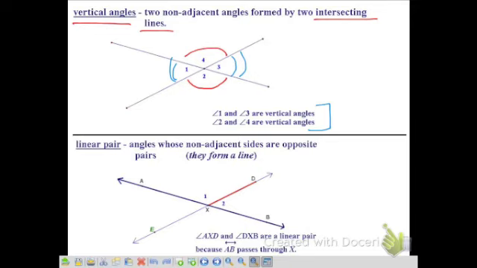In the same picture, we also have what's called a linear pair. So if I look at my line A to B here, and I look at two angles that are beside each other, so angle 1 and angle 2, angles 1 and 2 will come together to create a line. And so they are adjacent, and the sides that are not touching each other form a line.